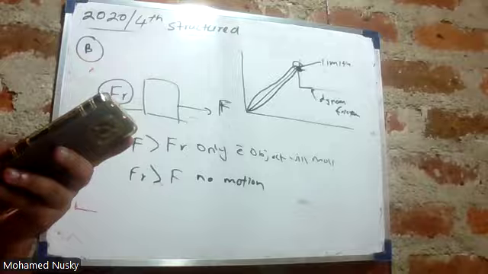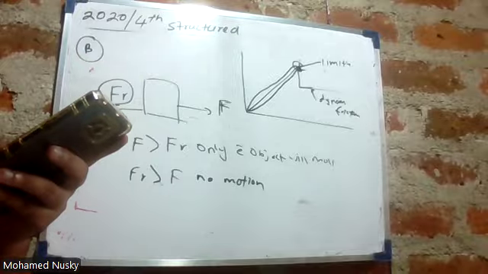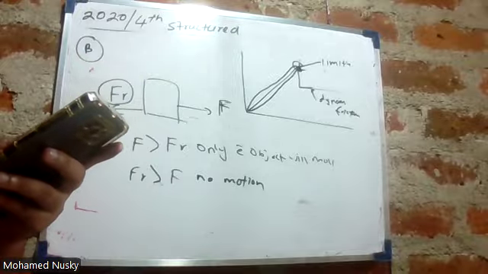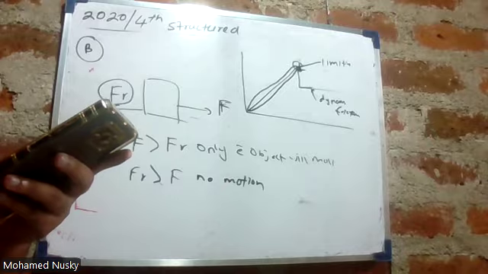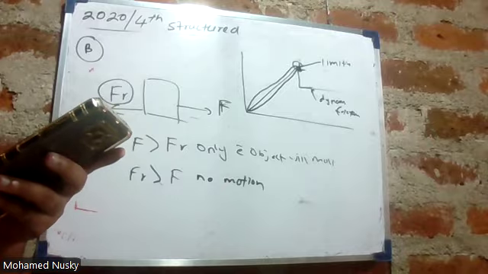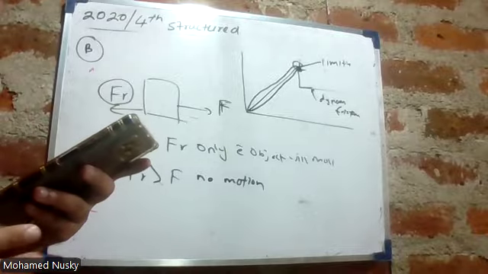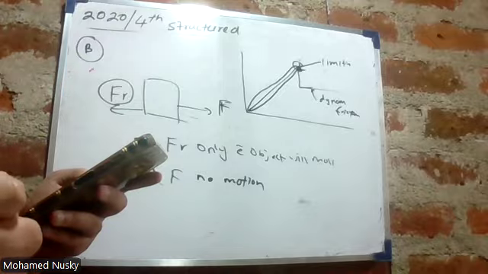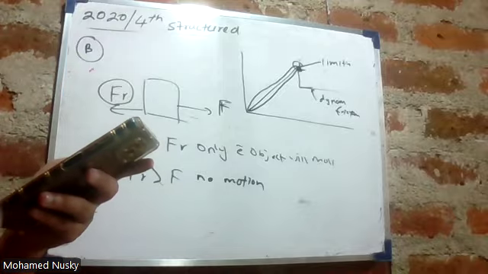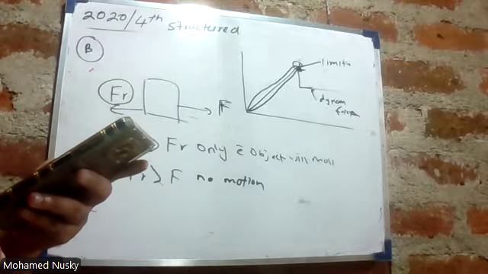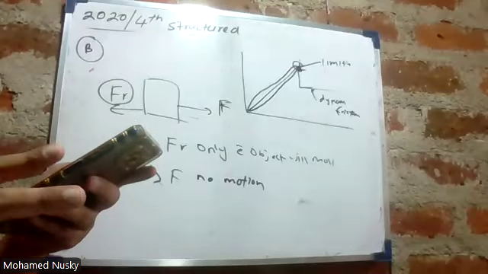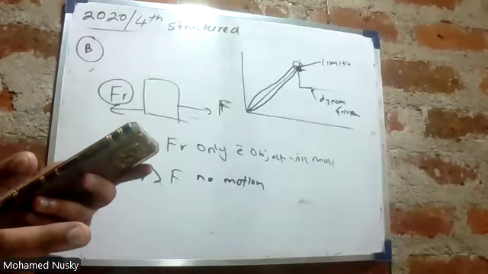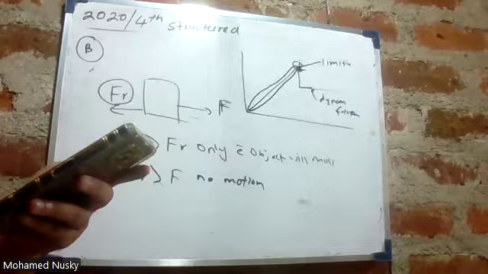Write part C. Write two factors on which the magnitude of that frictional force depends. The frictional force depends on two factors. What is it? Nature of the surface and the normal reaction or perpendicular reaction. So for writing those two factors, one factor gets 1 mark, another factor, another mark.